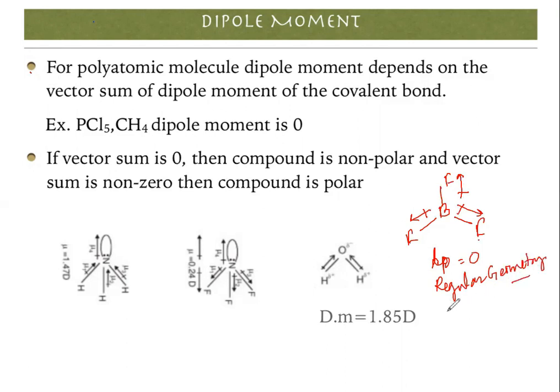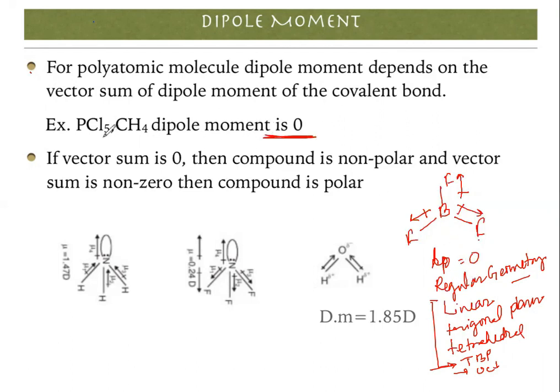So which are those regular geometries? One is linear, trigonal planar, tetrahedral, trigonal bipyramidal and octahedral. Remember, these are the regular geometries. So regular geometry, 0 lone pair, they will have 0 dipole moment. Like PCl5, there is no lone pair, and the geometry is trigonal bipyramidal, hence the dipole moment is 0. CH4, no lone pair, follows the regular geometry, dipole moment is 0.